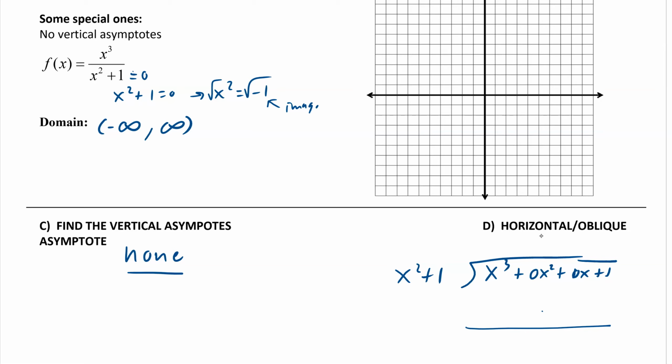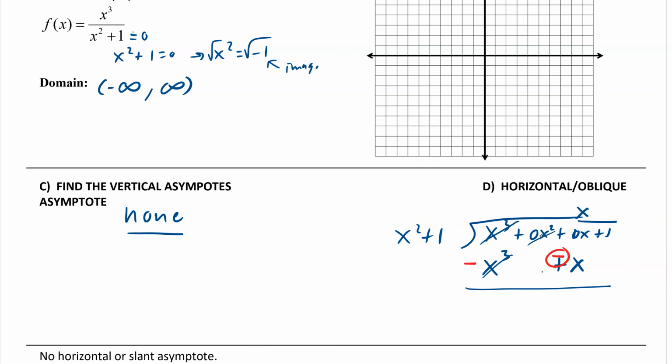So x squared times what? That would be x, and so we get x cubed plus x by distributing, and then we change the signs, and then those cancel like we're going for. We don't have to worry about that one, and so we get -1x, bring down the 1, and we do it again. Now x squared cannot go into this, so we're done. That's it. There's nothing I can multiply x squared by to get -x. And so we end up with x plus, and then it would be -x plus 1 over x squared plus 1. But we don't care now.